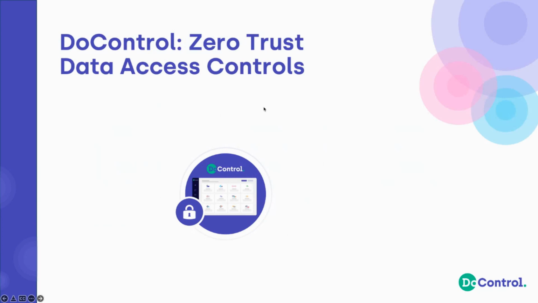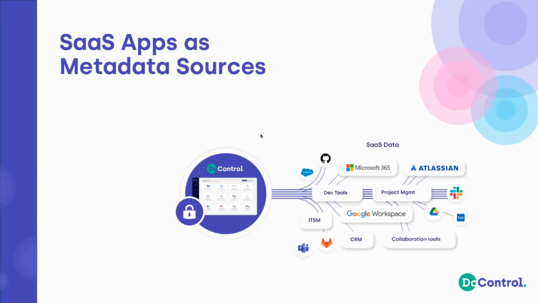So how does it work? So to recap, it's completely agentless. It's an event-driven platform. We're using the SaaS applications as metadata sources that we ingest into the DoControl platform. It's all achieved via webhooks and APIs. There's no agents. And we're aggregating all the different events that are taking place within your SaaS environment.